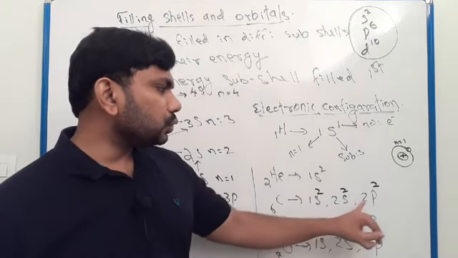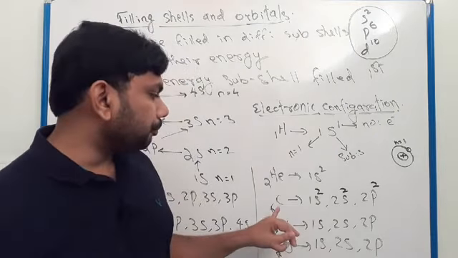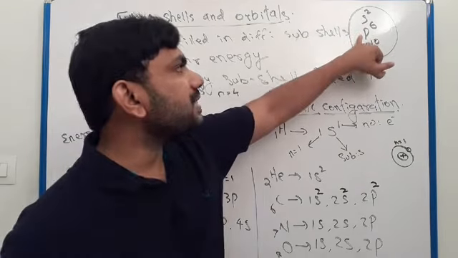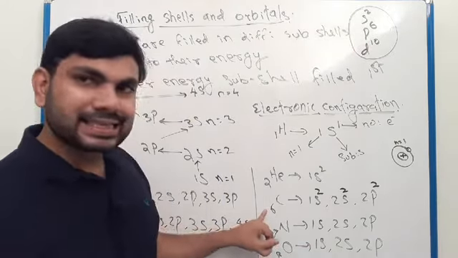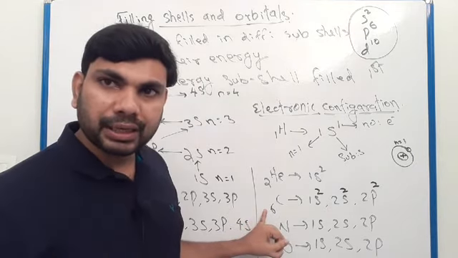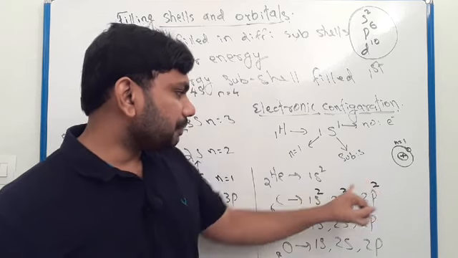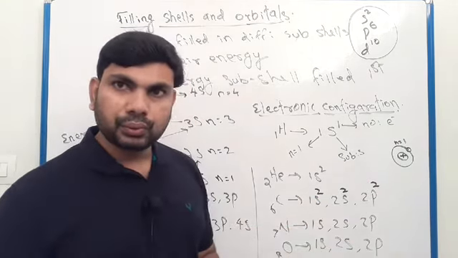So 1s2, 2s2, 2p2. The 2p can hold maximum 6, but here we need only 6 electrons in total because carbon's atomic number is 6. So 2, 4, 6. That's why 1s2, 2s2, 2p2.